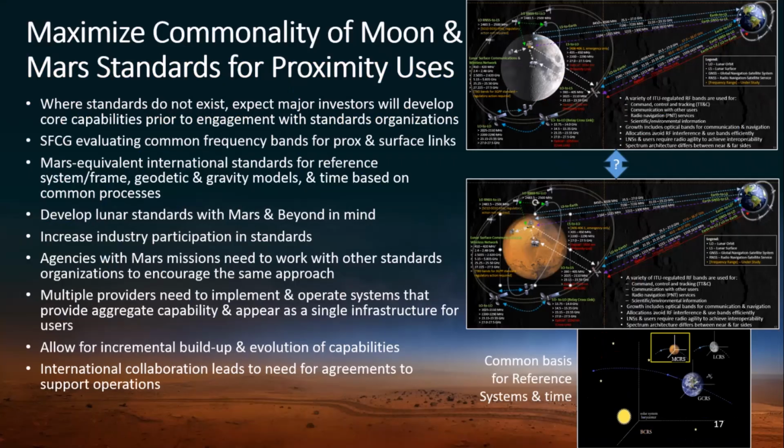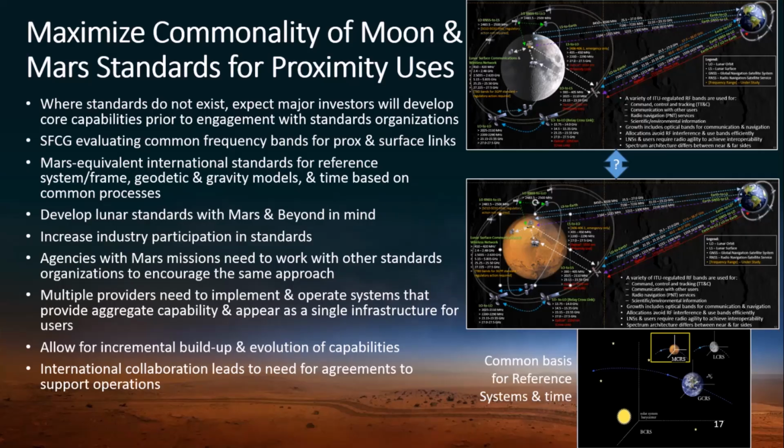So if we look at the strategy, then it's clearly to maximize the commonality of standards for Moon and Mars over those proximity service links. Where the standards don't exist, the major investors, starting with NASA, ESA, and JAXA, will start developing core capabilities. And eventually, we'll start working with the standards organizations to roll those beginning rudiments out to standards organizations for more sustainable evolution over time. Frequency coordination is required.